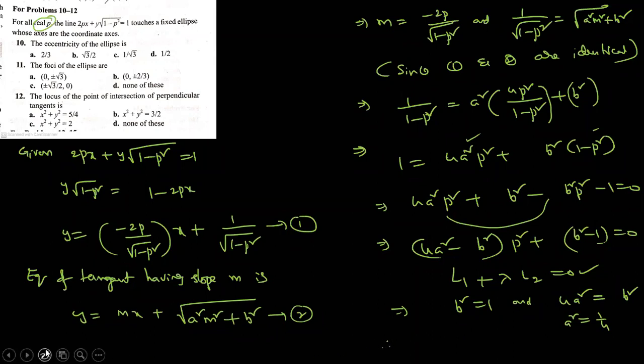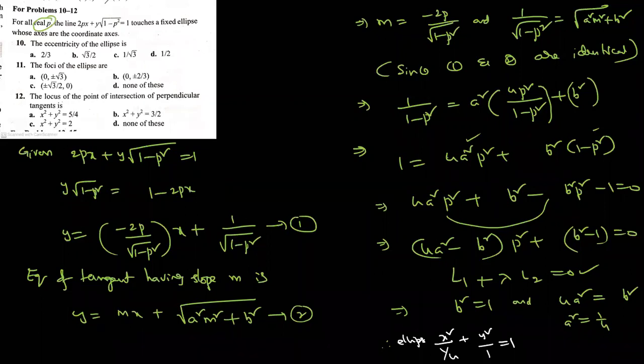What is the equation of the required ellipse? X square by 1 by 4 plus y square by 1 is equal to 1. So from this case, you know how to find the eccentricity and focus. Okay, find out what is the focus.